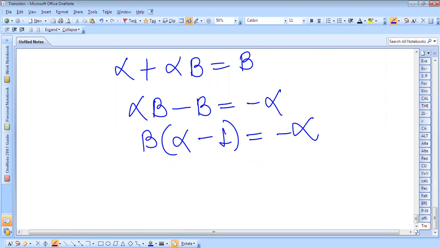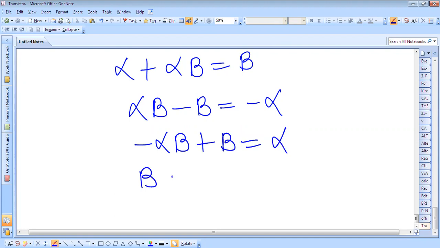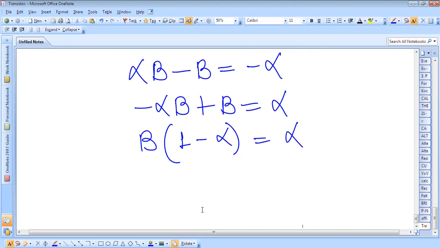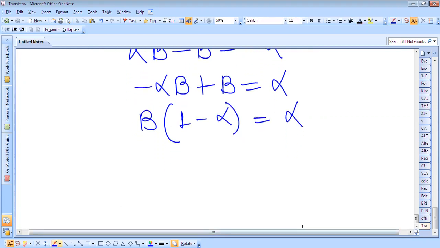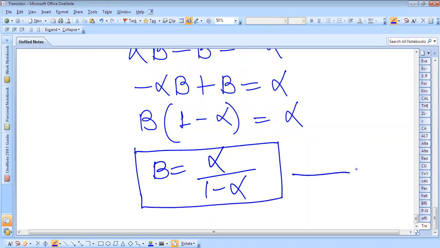Here we can change the sign. Minus alpha beta plus beta is equal to alpha, and if you take beta common, what will we get? 1 minus alpha, and therefore beta is equal to alpha upon 1 minus alpha. So this is the relationship between alpha and beta. So this is equation number 1 and 2.